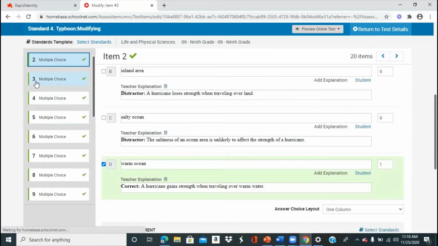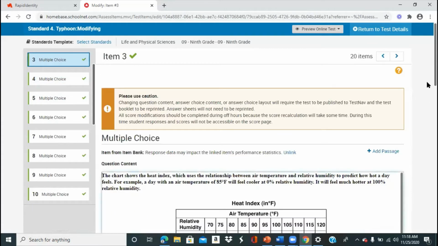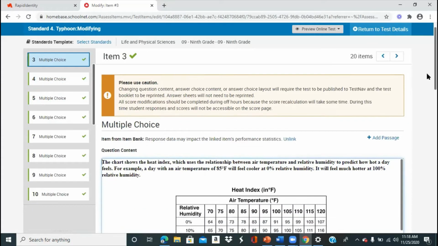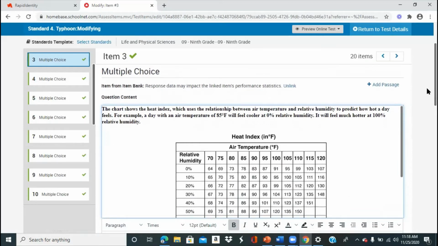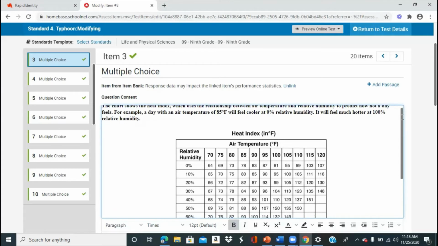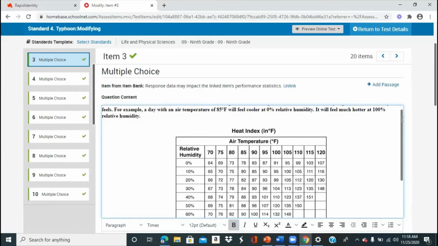So moving forward to item number 3. You have a chart here, and the chart shows the heat index, which uses the relationship between air temperature and relative humidity to predict how hot a day feels. So humidity is how the weather feels. For example, a day with an air temperature of 85 Fahrenheit will feel cooler at 0 percent relative humidity. It feels much hotter at 100% relative humidity.